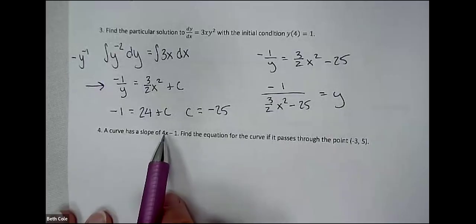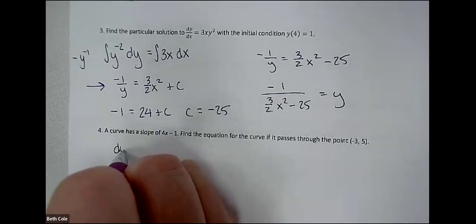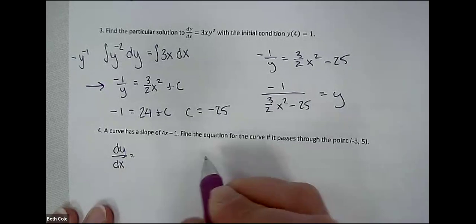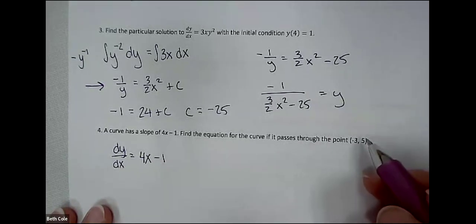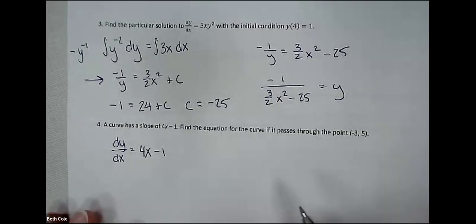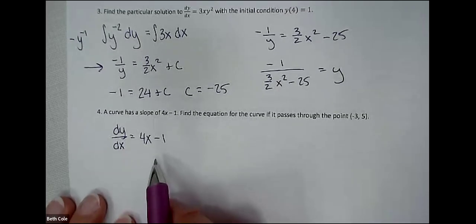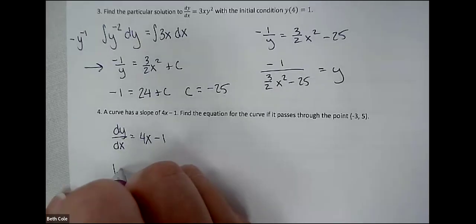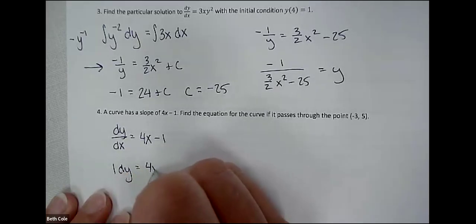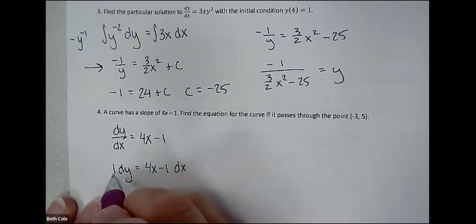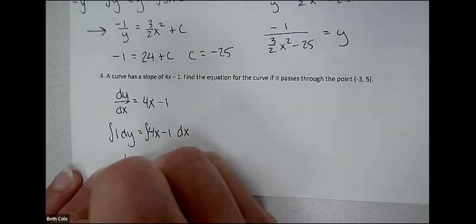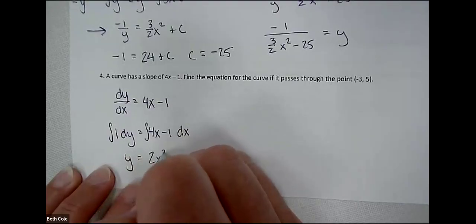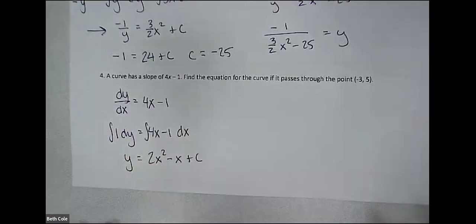All right, 4. A curve has a slope of 4x minus 1. Derivative means slope, so that's our dy dx. And then this is our initial condition. It's the same thing we've been doing. They just kind of wrote it out with words instead of symbols. The nice thing about this is there is no y, so we're just going to multiply over the dx. I like to put a 1 in front of the dy when I do that. We're going to get y equals 2x squared minus x plus c.